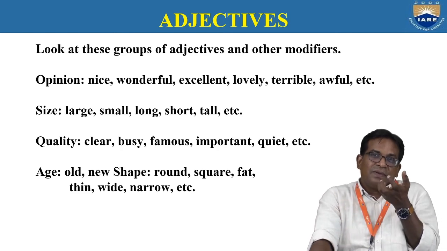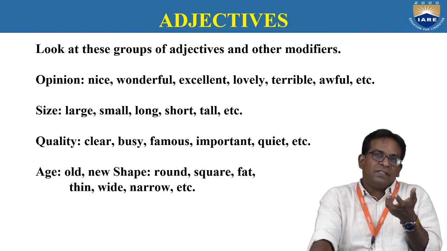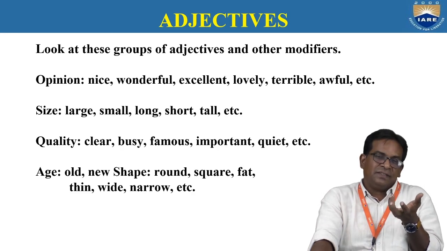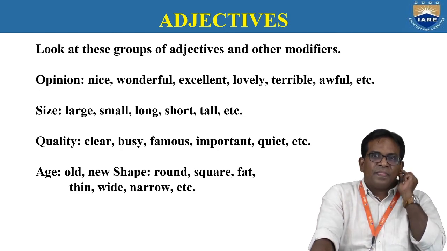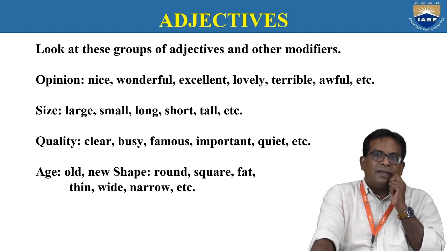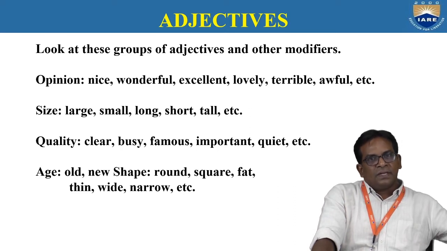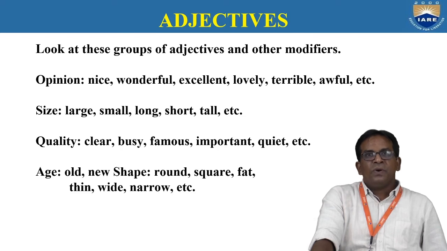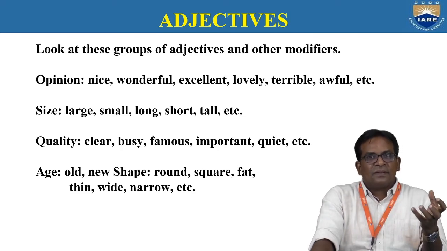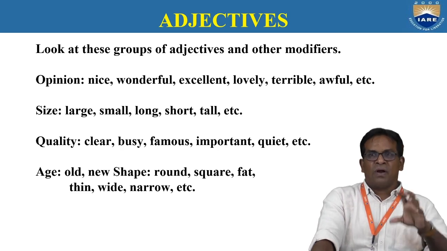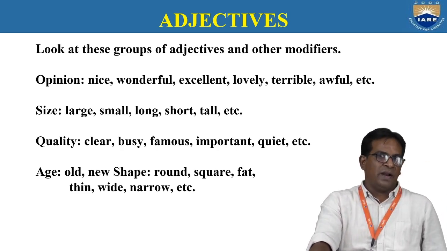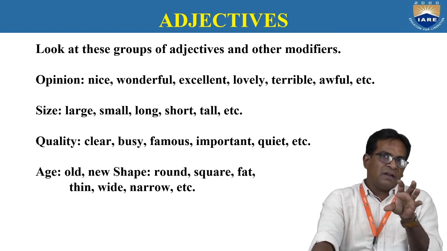Okay, so opinion, size, quality, and age. Old, new, and that is age, usually. Hey, what is the status of this college? It is a very new one. That is age. And shape: round, square, flat, thin, wide, narrow. All these kinds of adjectives here.